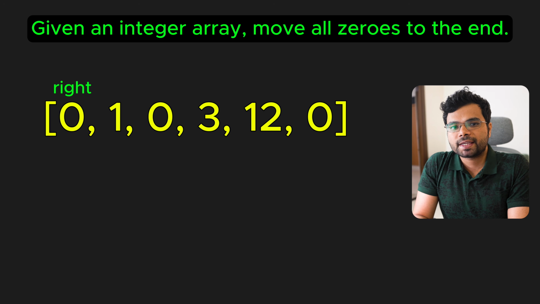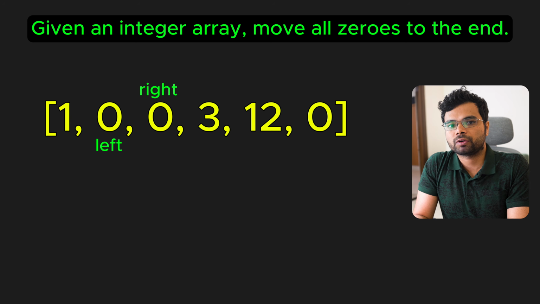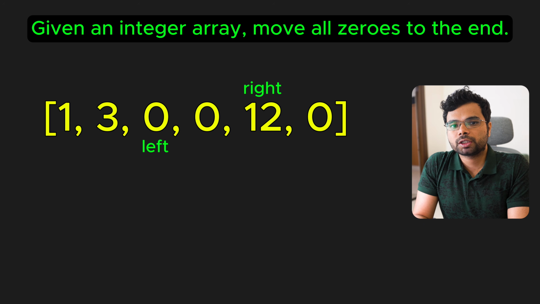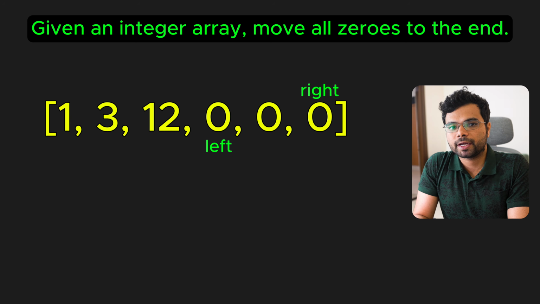A right pointer scans the array to find non-zero elements, and a left pointer tracks where the next non-zero element should be placed. When the right pointer finds a non-zero element, we swap it with the element at the left pointer and move both pointers forward. Once the right pointer reaches the end, all zeros will end up at the right end of the array as intended, and all non-zero elements will remain in order.